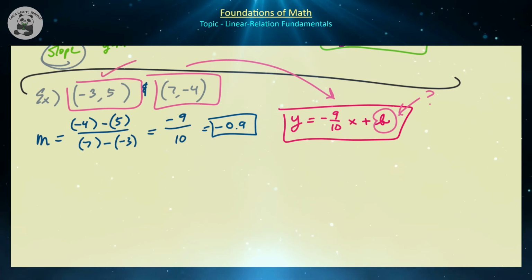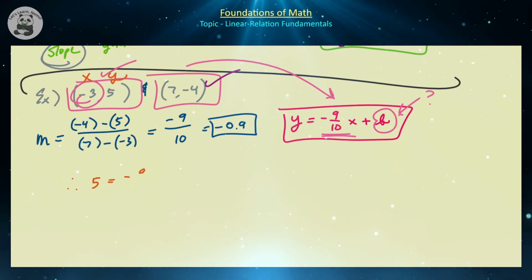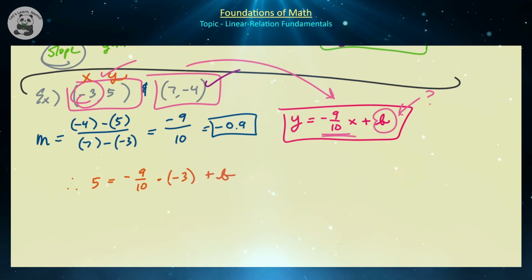What I'm going to choose is the first point, because since x is negative in the first point, it's going to make that term positive, and I like working with positive numbers. But if you choose the second point, you should be confident that you will get the exact same answer. So if I choose the point (-3, 5), so -3 is x and 5 is our y value, then I have 5 is equal to -9/10 times -3 plus that y-intercept number that we're trying to find.